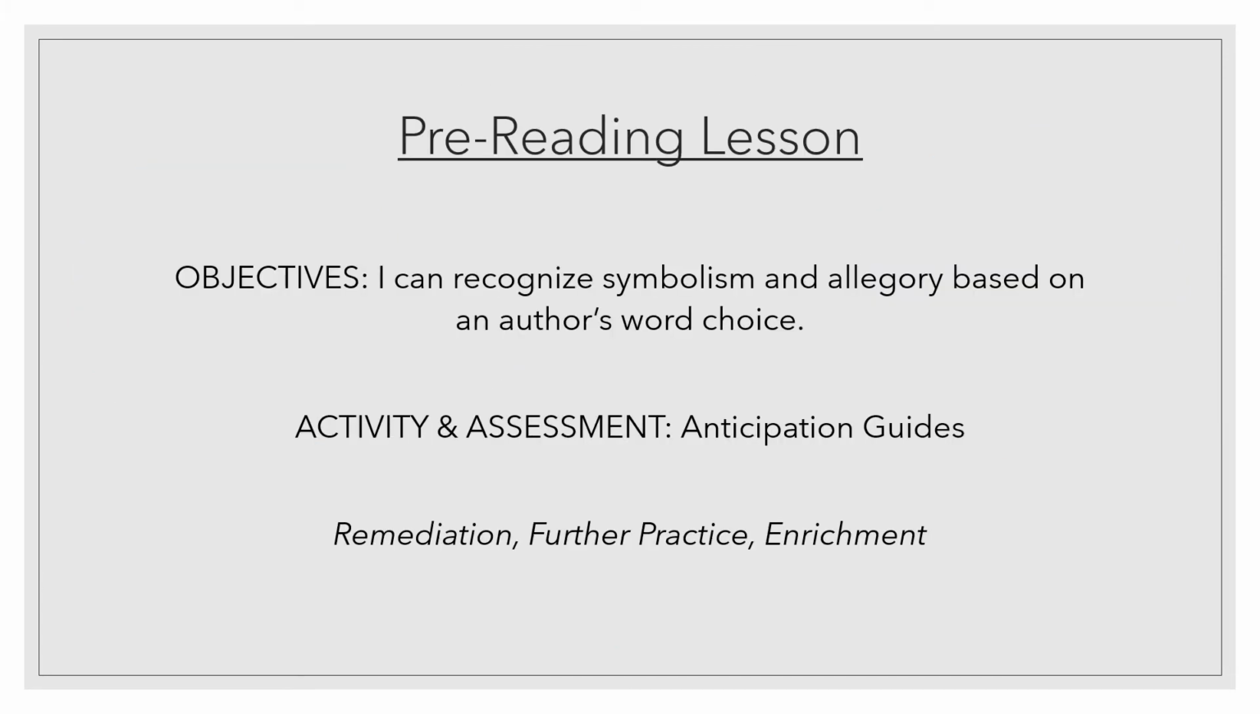So the pre-reading lesson, the Common Core State Standard that goes along with that is 9 through 10.4. Determine the meaning of words and phrases as they are used in the text, including figurative and connotative meanings. Analyze the cumulative impact of specific word choices on meaning and tone. This would be the introduction to allegory and symbolism. The objectives here are I can recognize symbolism and allegory based on the author's word choice. The activity in this assessment is an anticipation guide.